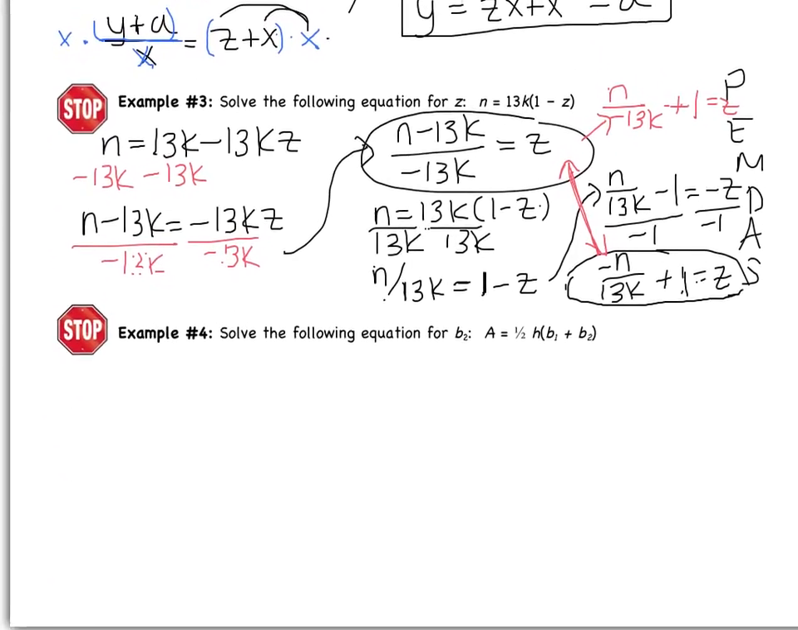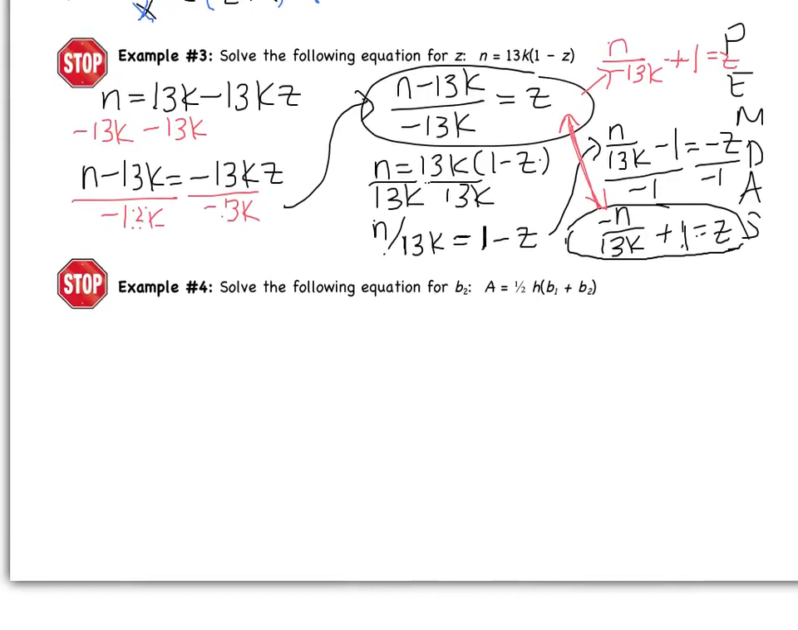Okay, and then moving on to example 4. It says solve the following equation for b2. This one, again, is one that you're going to do on your own. So take a minute, pause the video, and complete this problem on your own, please. Good luck.